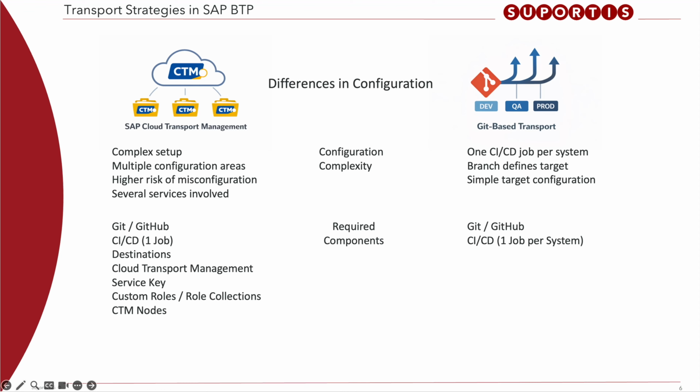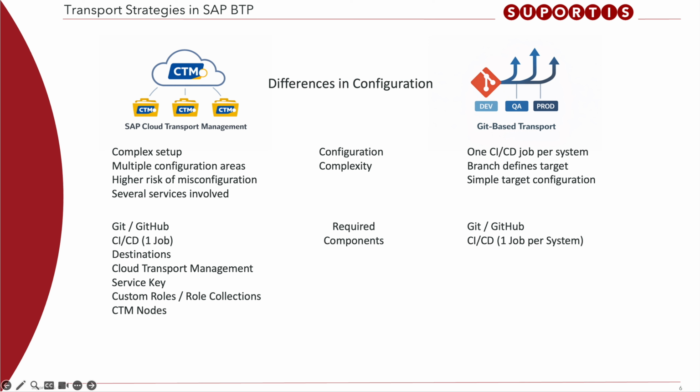On the right side, with Git-based transport, the setup is simpler. Typically, we configure one CI/CD job per system. The branch defines the target system. The differences are mainly the branch name and the target space. This means the credentials. Overall, the configuration is more streamlined and easier to maintain.